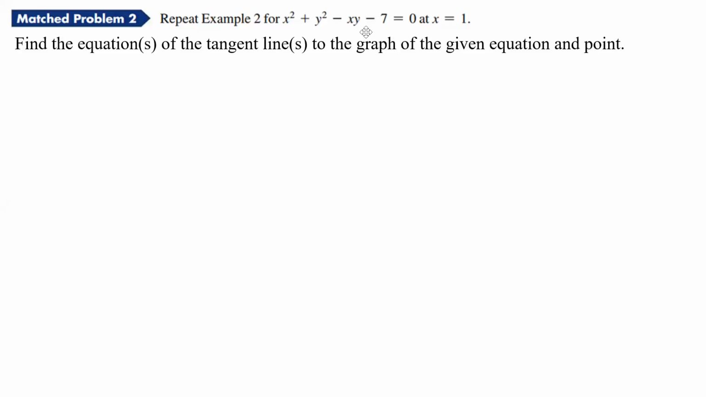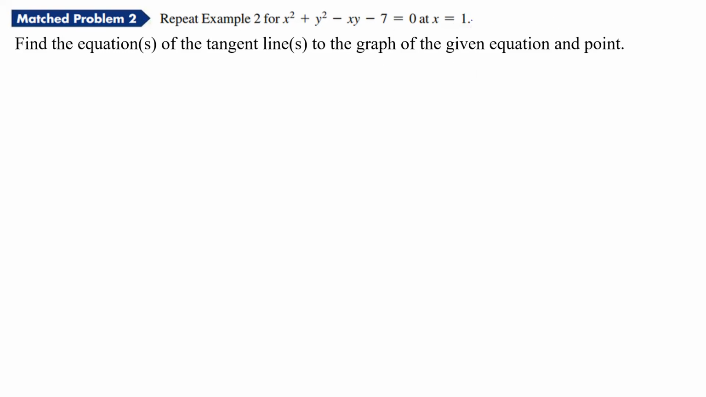All right. So here we're supposed to repeat example 2 for x squared plus y squared minus xy minus 7 equals 0 at x equals 1. And we're supposed to find the equation or equations of the tangent line or lines to the graph of the given equation and point. All right, so first off, what we should probably do is plug in x equals 1 into this and evaluate and see if we can figure out what the y's are.